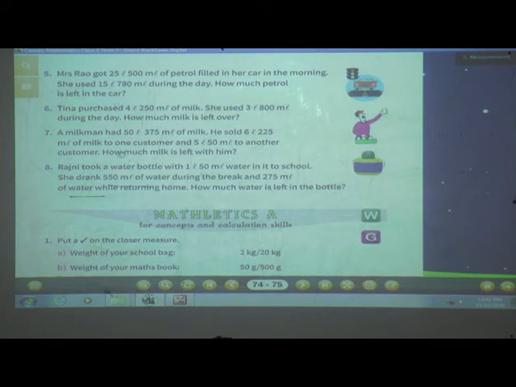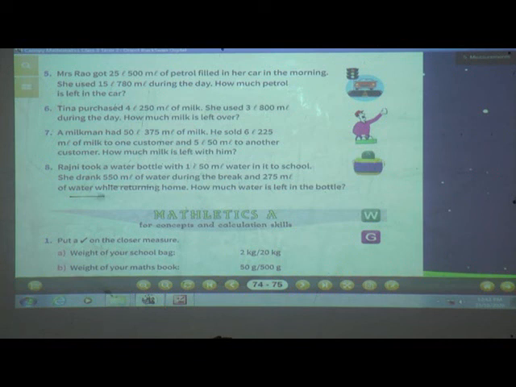So here first of all you have to find out the quantity of milk which is sold by the milkman, the total quantity of sold milk. Okay, so what you have to do, 6 liter 225 milliliter of milk plus 5 liter 50 milliliter, then you will get the total milk sold by the milkman. Then whatever quantity you get, you have to subtract from that 50 liter 375 milliliter, then you will get how much milk is left with the milkman.